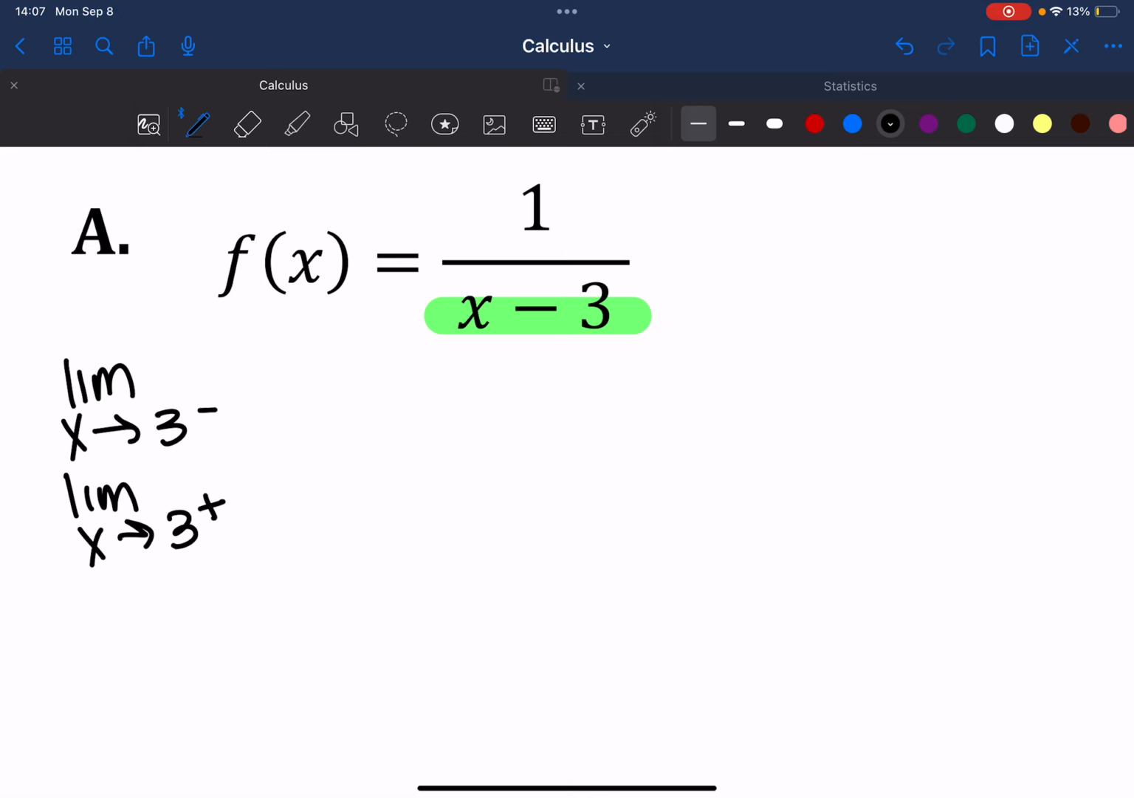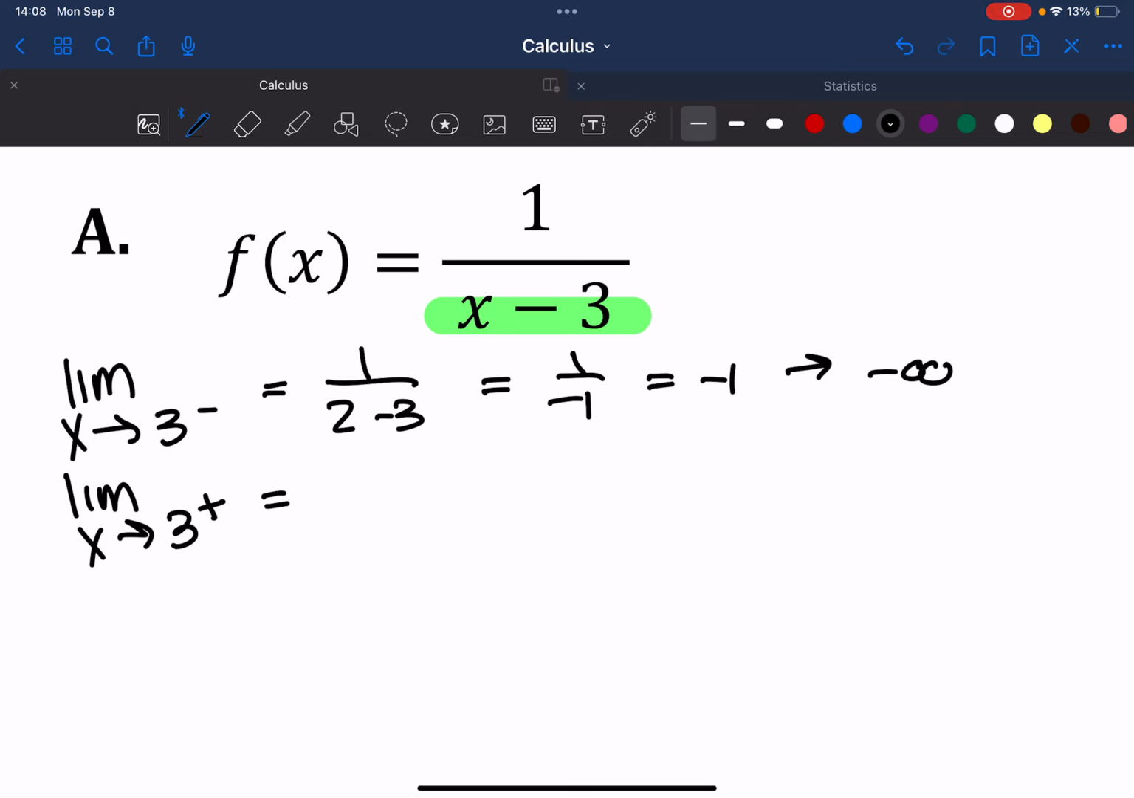Okay. All that means is I am going to be plugging in a value to the left of 3. So I'm going to plug in 2. 1 over 2 minus 3. This gives me 1 over -1, which is -1. Okay. Since my function is approaching a negative value, then this means it's going to just approach negative infinity. Okay, which means as I continue to choose numbers to the left of 3, they're going to decrease.